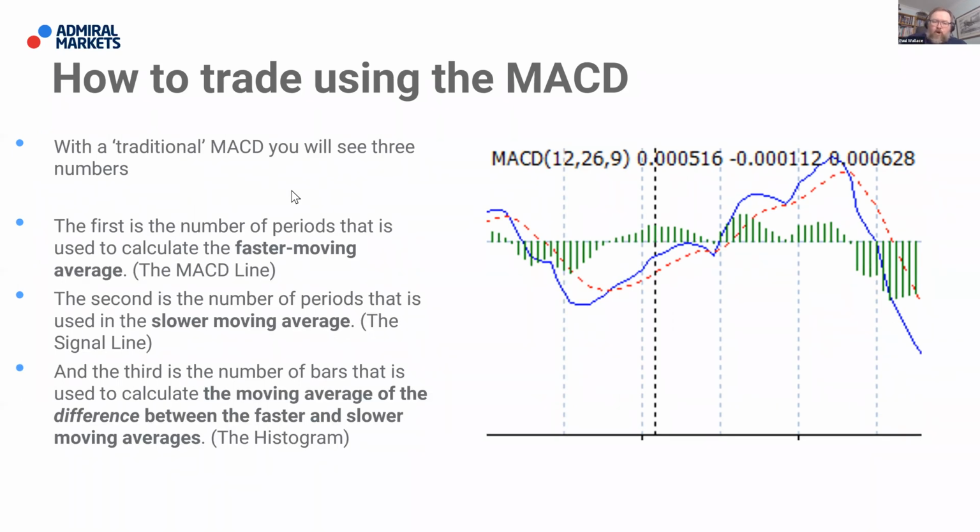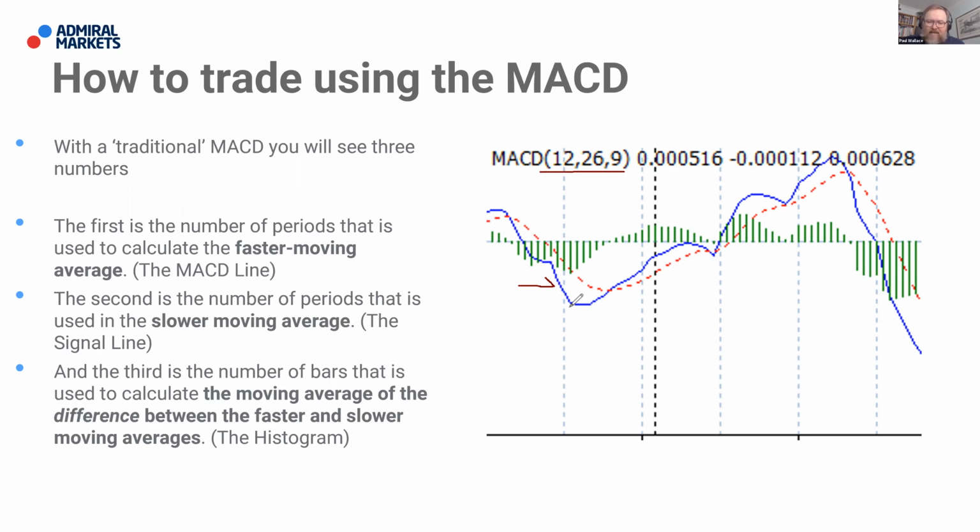So also with a traditional MACD, you will get to see three numbers. Here we go. That's these numbers here, right? The first is the number of periods that is used to calculate the faster moving average, which is known as the MACD line. In this particular example, that would be the blue moving average. It's the faster one, it's the MACD line.